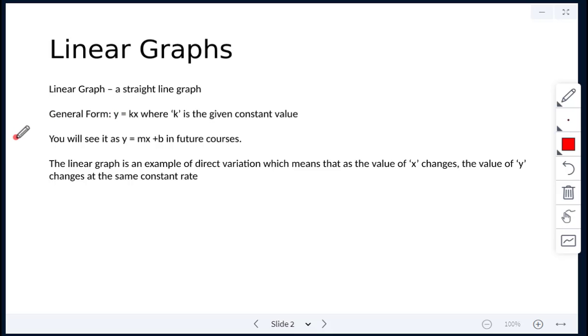Now, in these modules, you see it as kx, but in the future, you will see it written as y equals mx plus b. So today, because we're working through the module, we will see it as kx. The linear graph is an example of direct variation, which basically means that as the value of x changes, the value of y changes as well at the same constant rate.